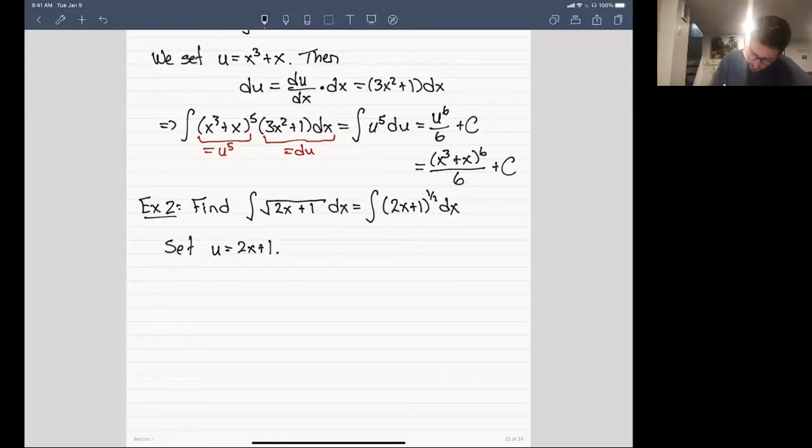Okay, then so du is equal to du by dx times dx. Now the derivative of u with respect to x, that's 2.